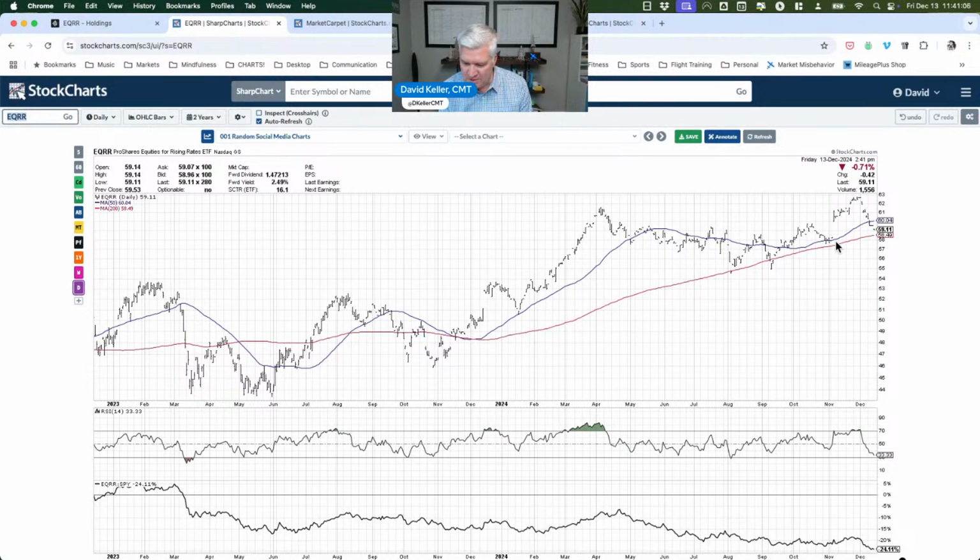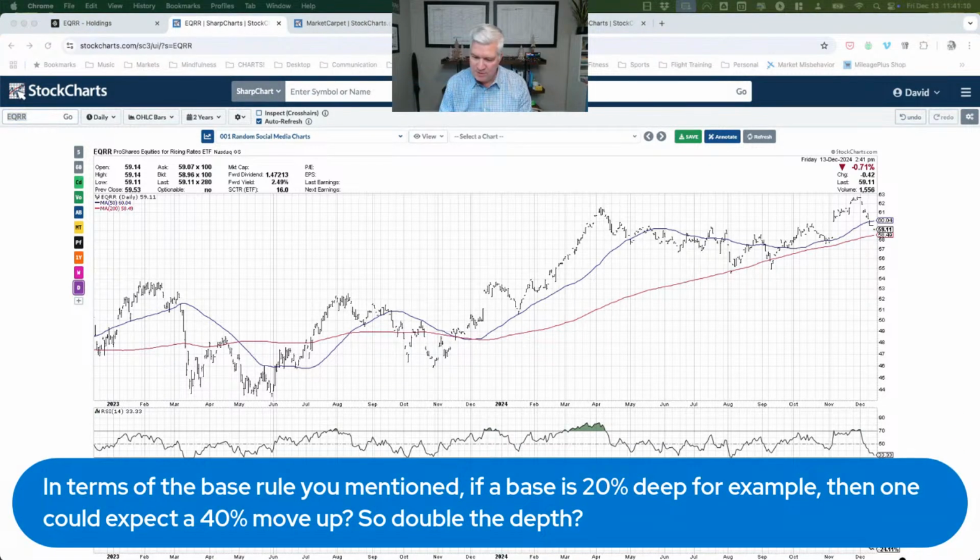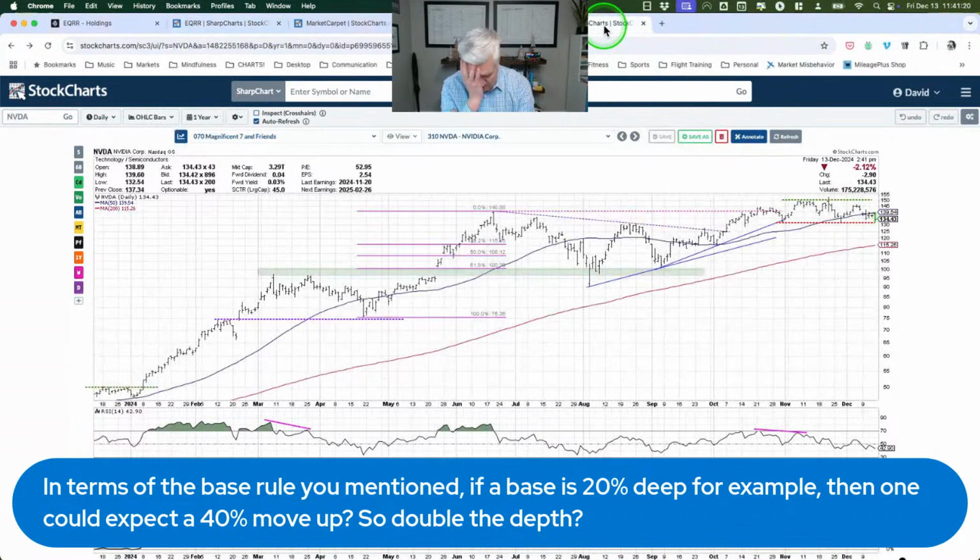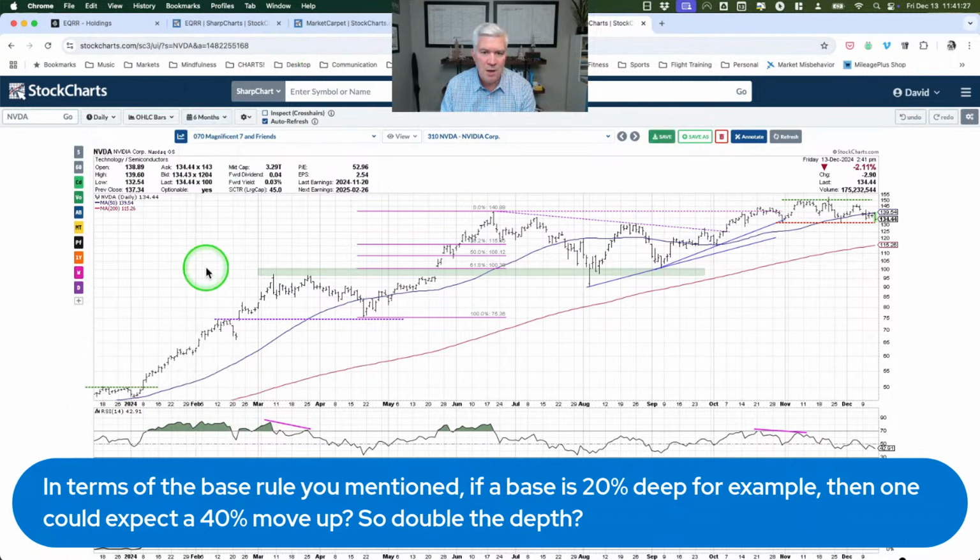All right, next question. In terms of the base rule that you mentioned, if a base is 20% deep, for example, then one could expect a 40% move up, so double the depth. This question came from earlier in the week. I don't remember what chart we were actually talking about. But the chart of NVIDIA comes to mind, so that's what I'm going to use.